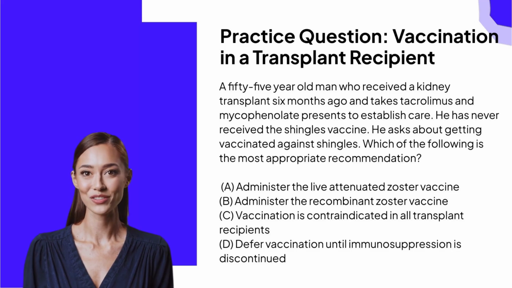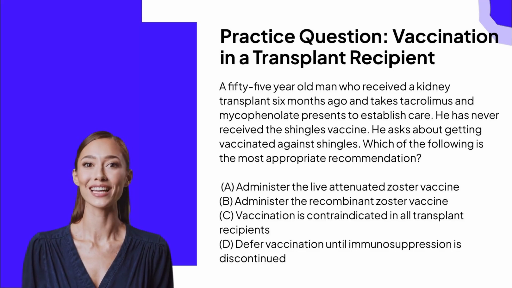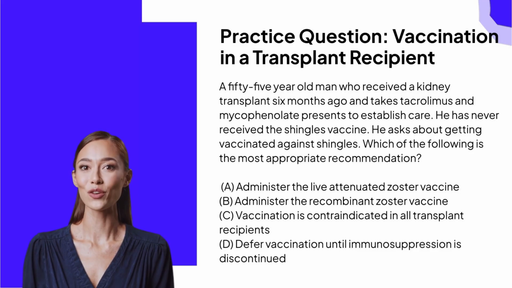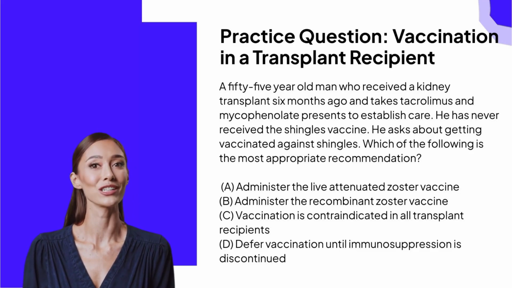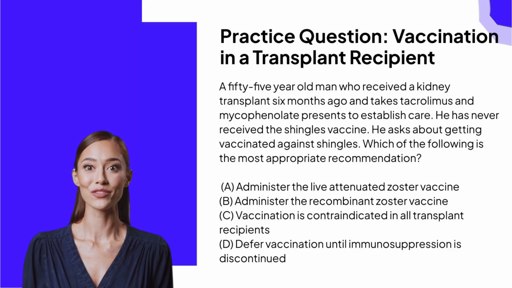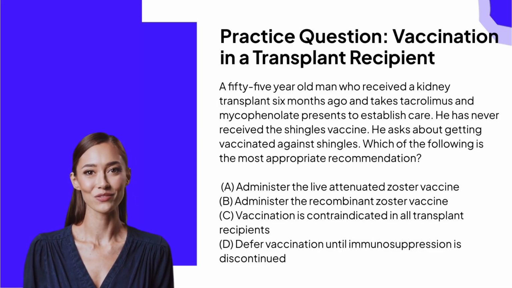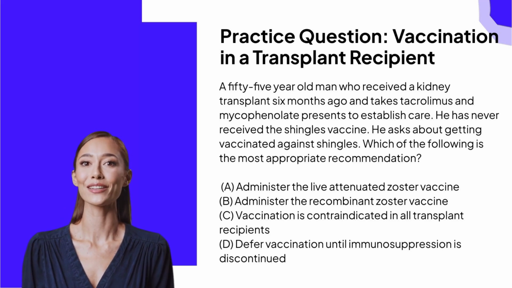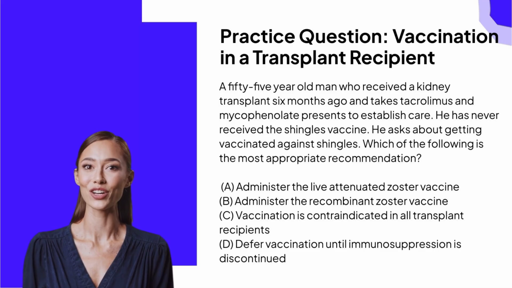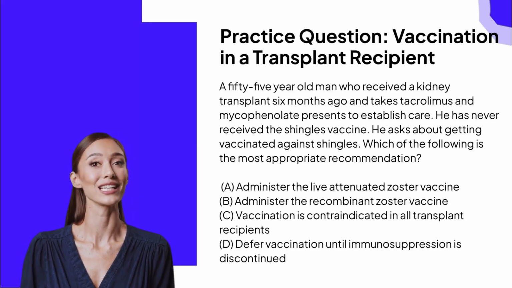Let us walk through our first practice question. Read through this carefully. We have a 55-year-old kidney transplant recipient on immunosuppressive medications who wants the shingles vaccine. Before I reveal the answer, think about our strategy. What is the first thing you should identify? This patient is immunocompromised. That means we need to immediately think about which vaccines are live and which are inactivated. Take a moment to think about which answer you would choose before we move to the next slide.